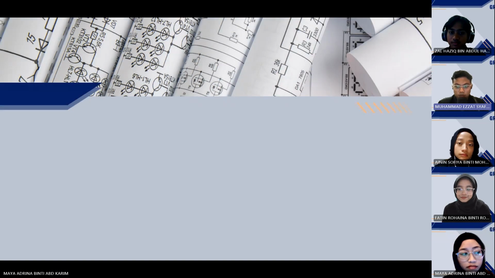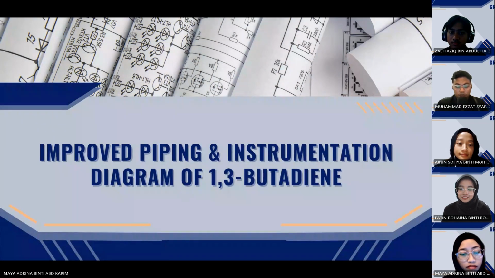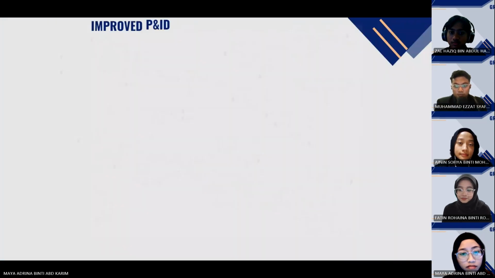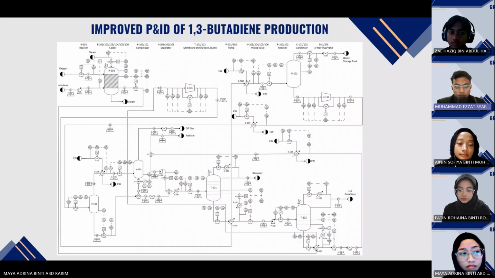Now I'll proceed to the improved PNID for butadiene production. So next slide. So this is the overall improvement of the PNID for butadiene production. The changes made to the PNID were revised according to the hazard analysis.